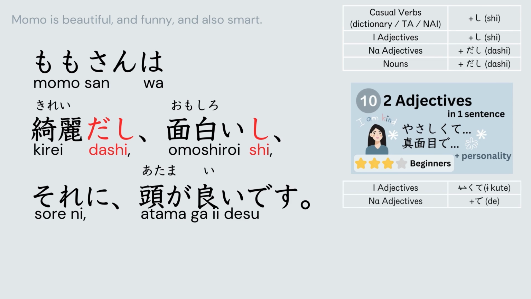You can say exactly the same thing in easier grammar if you prefer. For e-adjectives, you would use kute. For na-adjectives, we would use de. There's a video, so if you are interested, please check it out. Momo-san wa kirei de omoshirokute sore ni atama ga ii desu. This is exactly the same meaning.